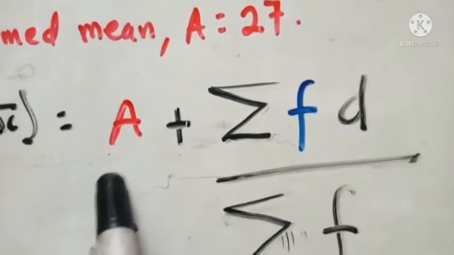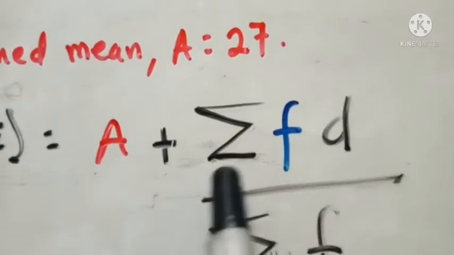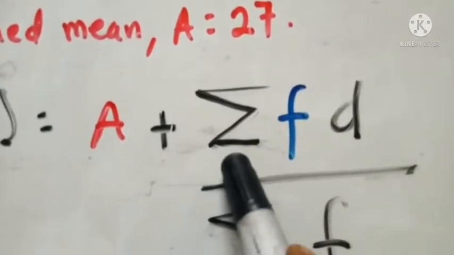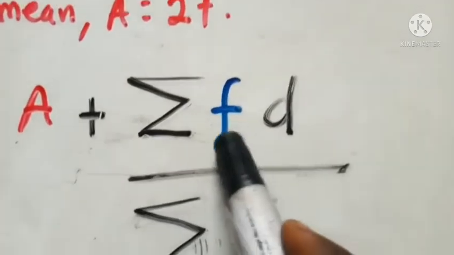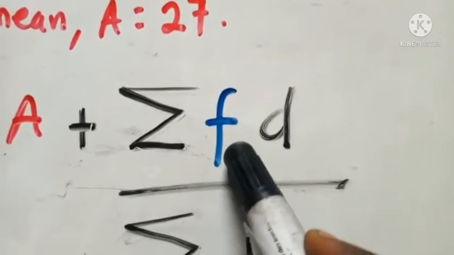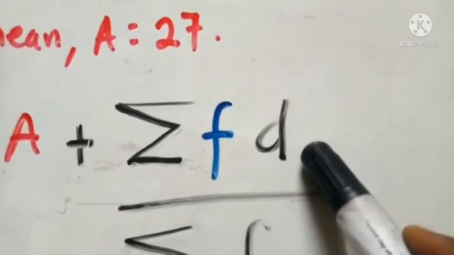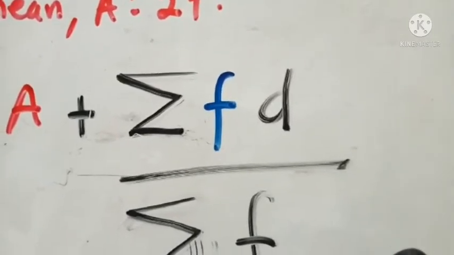This A stands for the assumed mean. And then this is the summation notation, right? We call it a sigma. So summation, summing, what are we summing? We are summing F multiplied by D, right? The F here is the frequency, and then D, I'll also explain the D in just a few minutes, right?